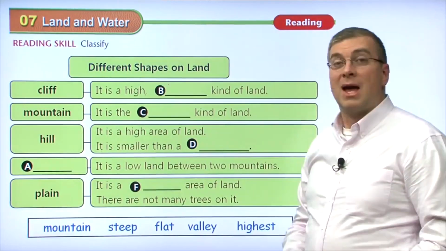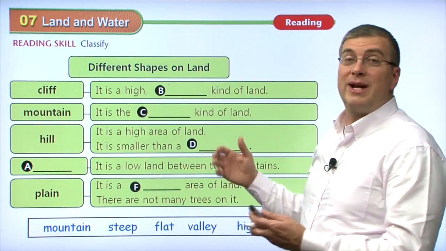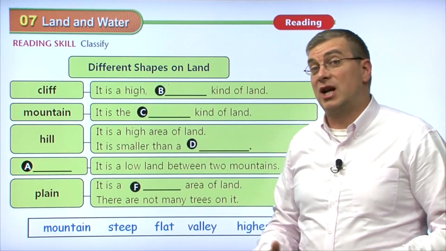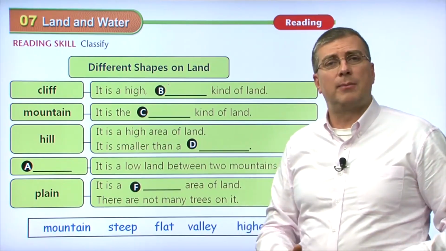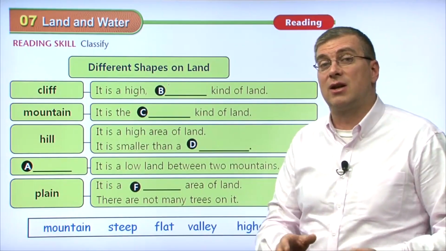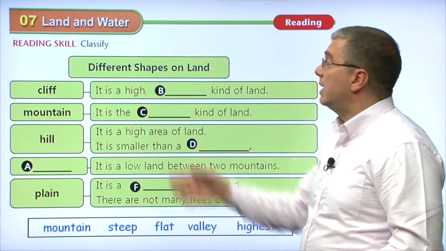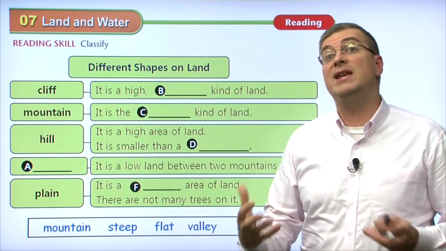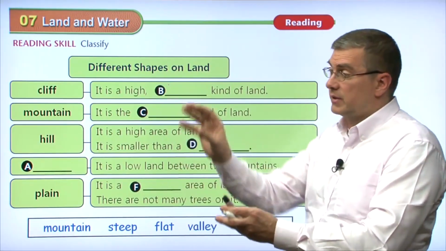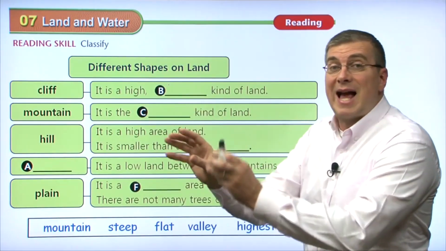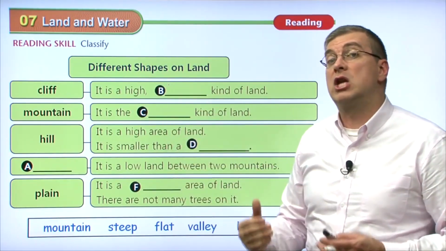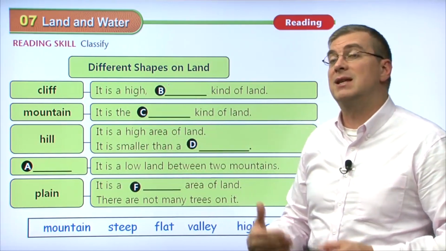Okay, now we've come to our reading skill, and our reading skill here is to classify. The reading passage we just studied is a good case study for the classification skill, because the passage was talking about different shapes of land, or different features of the land. When we take a look at a group of things and we say they're different, they're unique, we can classify them, meaning we can put them into different groups according to their unique features or their unique definitions.